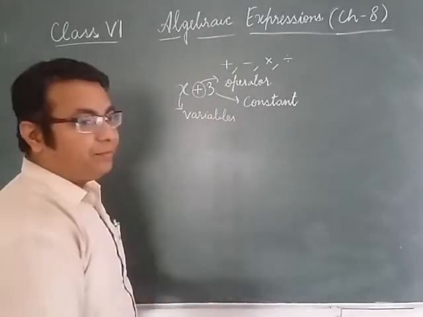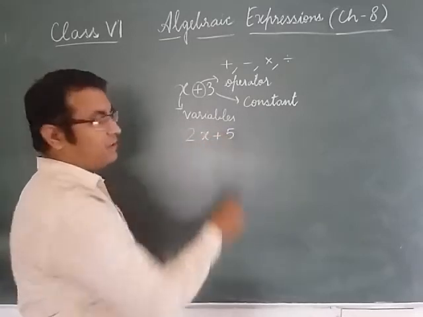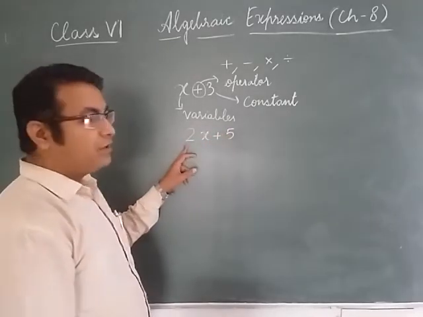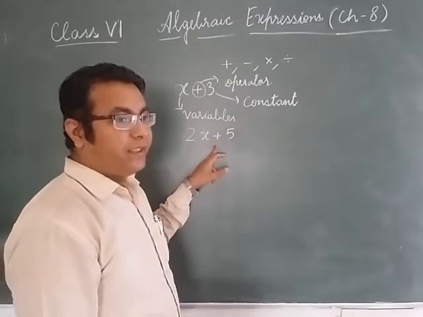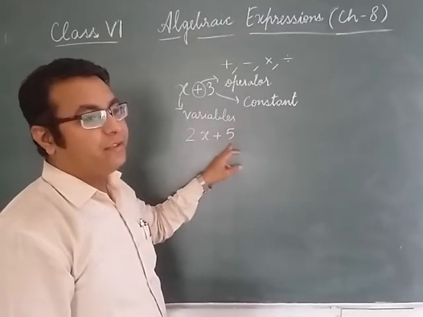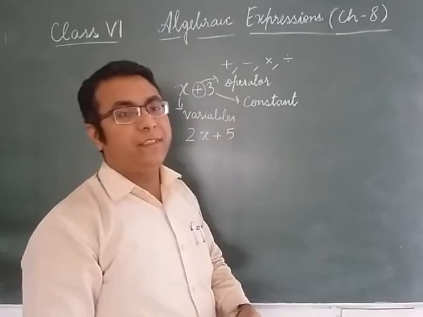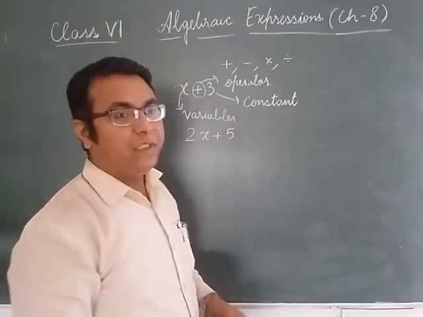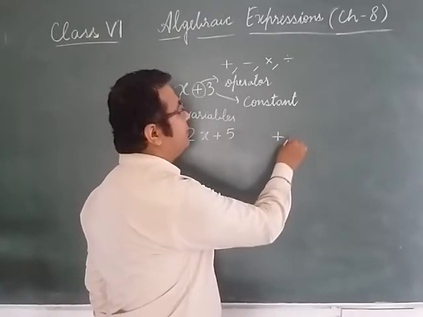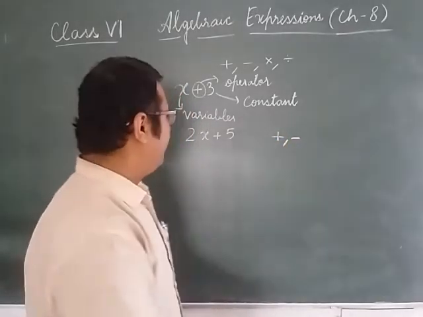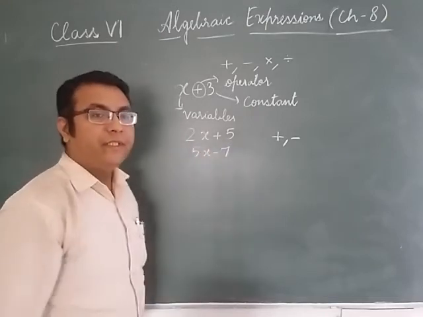Another example, if I write 2x plus 5. Here again 2 is a constant. 2x means 2 is multiplied with x, the plus sign is a mathematical operator, 5 is a constant. So again this is an expression. So an expression consists of constants and variables, joined together with a mathematical operator. Generally they are joined together with a plus or minus sign. Another example, 5x minus 7. This is also an expression.